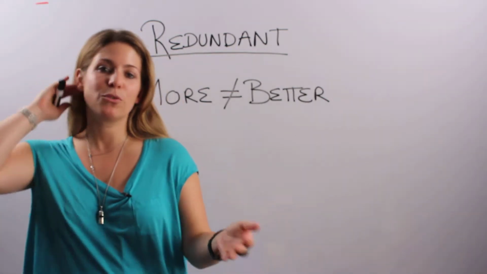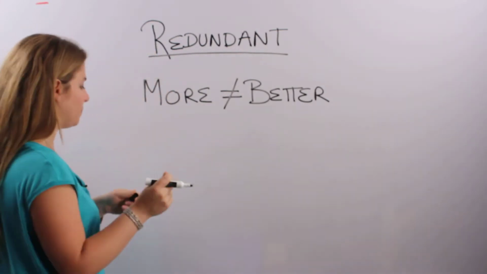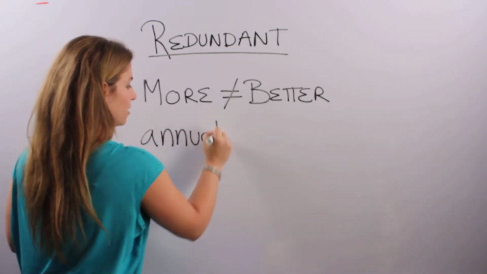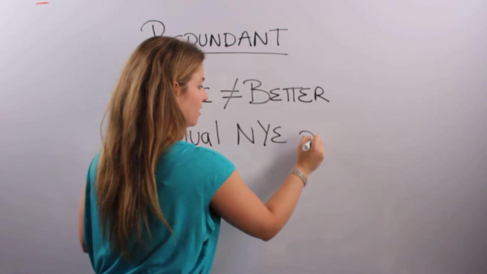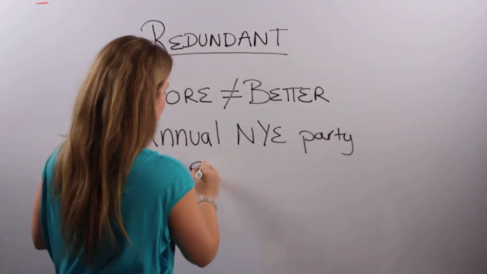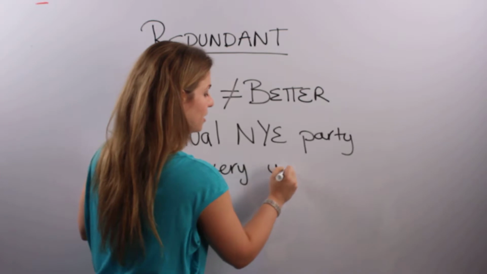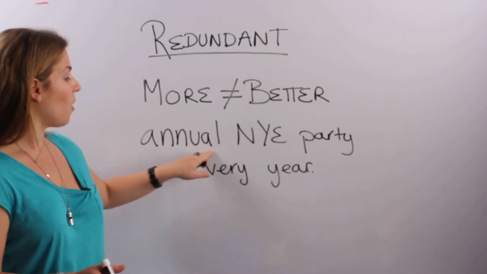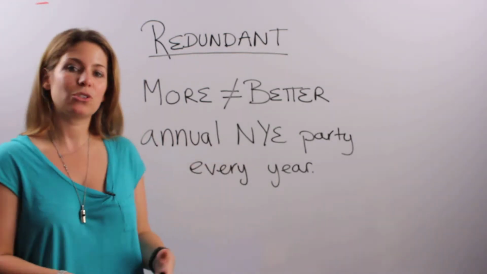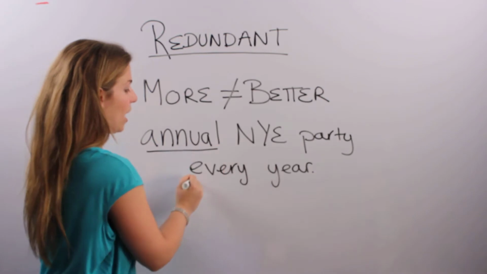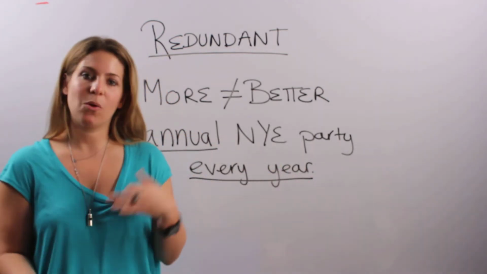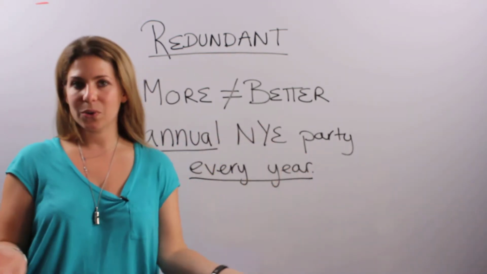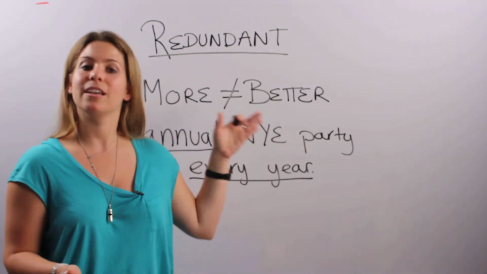So one example of a redundant phrase is if I said that my parents have an annual New Year's Eve party every year. So when you're thinking about this sentence, annual already means that it happens once a year. So you don't have to say annual and every year. You would either pick one or the other. So you can say, my parents have an annual New Year's Eve party, or you could say, my parents have a New Year's Eve party every year.